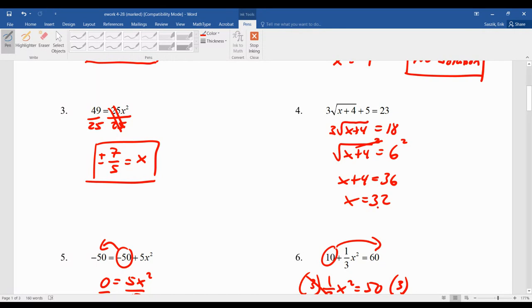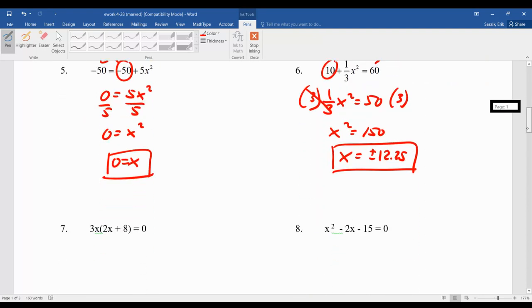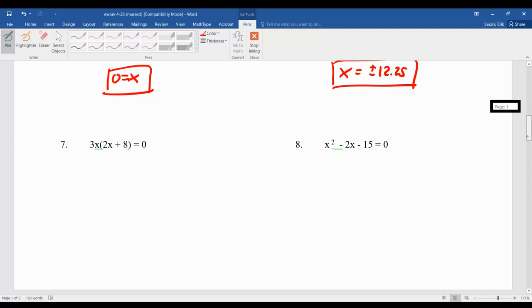So let me do a mental check. I'm going to take the 32, I'm going to plug it in. 32 plus 4 is 36. Square root of 36 is 6. 6 times 3 is 18. 18 plus 5 is 23. So it does work. Okay? But you do need to get in the habit of always checking those. Okay, that was a square root equation that we just solved.